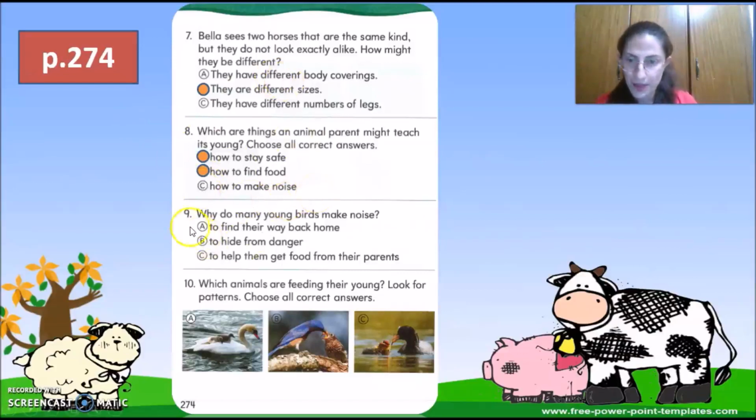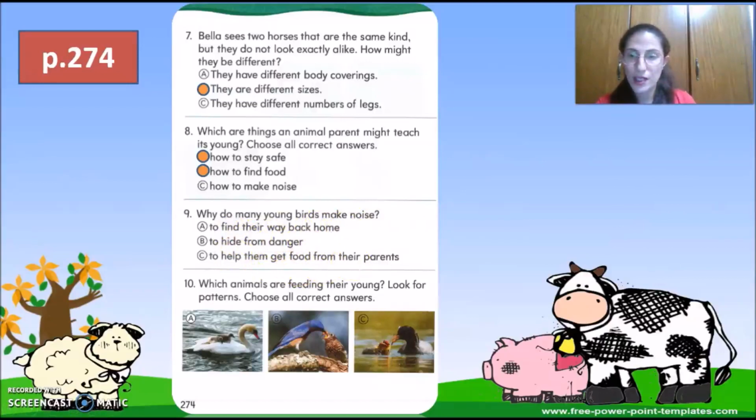Clear? Number 9. Why do many young birds make noise? A, to find their way back home. B, to hide from danger. C, to help them get food from their parents. So, why do many young birds make noise? A, to find their way back home. B, to hide from danger. C, to help them get food from their parents.